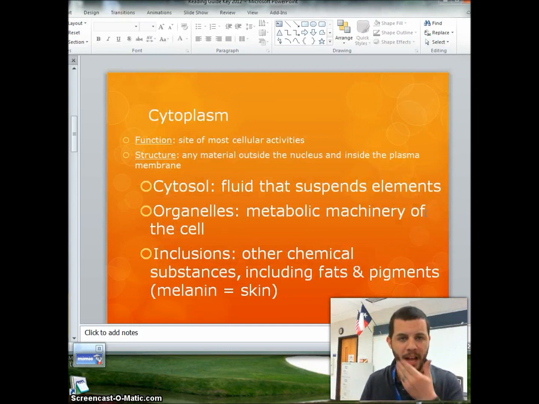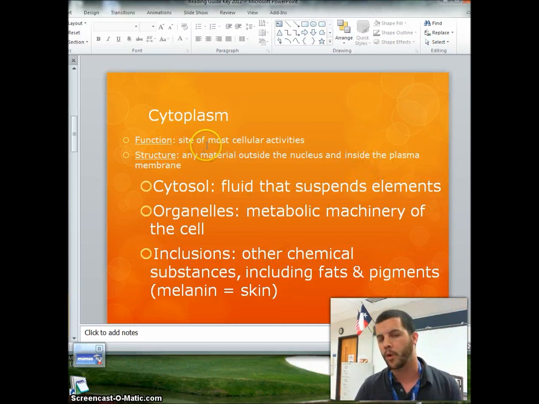Cytoplasm. Remember, the cytoplasm is everything else. If it's not nucleus and it's not plasma membrane, boom, it's cytoplasm. The fluid that's holding all of this stuff is called cytosol. You have organelles, which do little jobs. They're like little factory pieces, which do little jobs. And then there's also other inclusions, which are different chemicals, fats, pigments, so on and so forth.